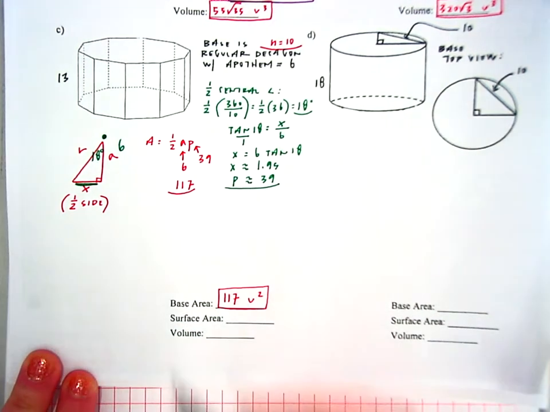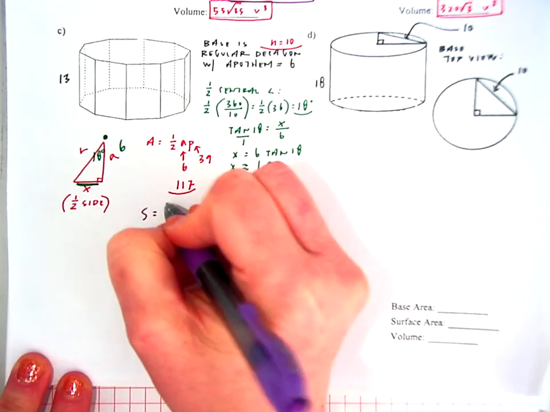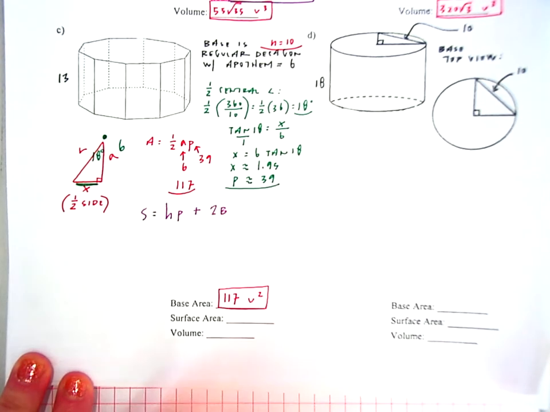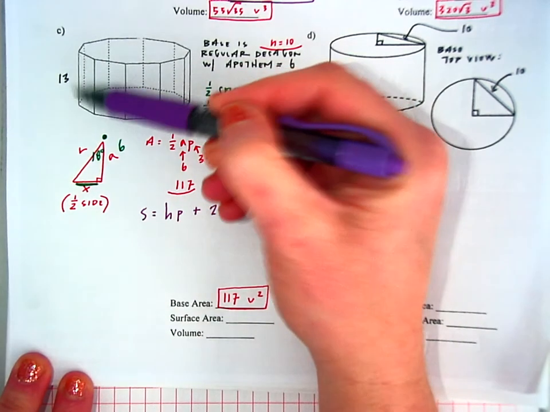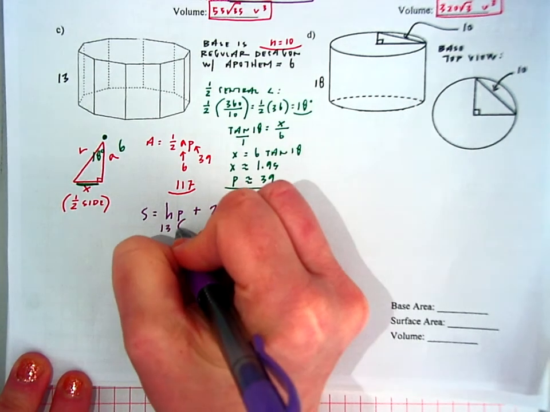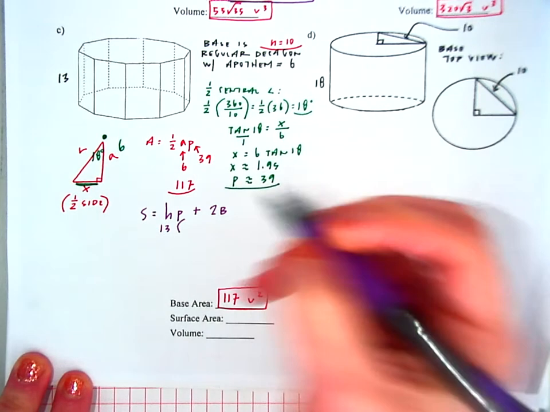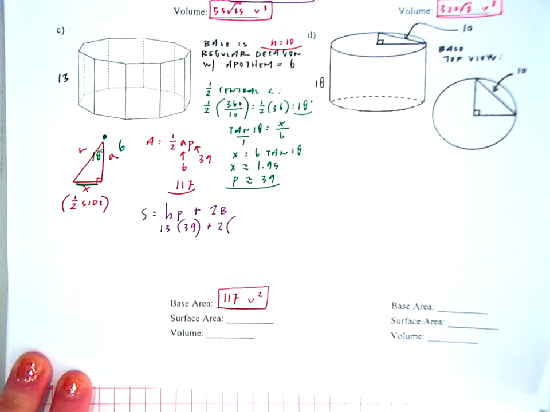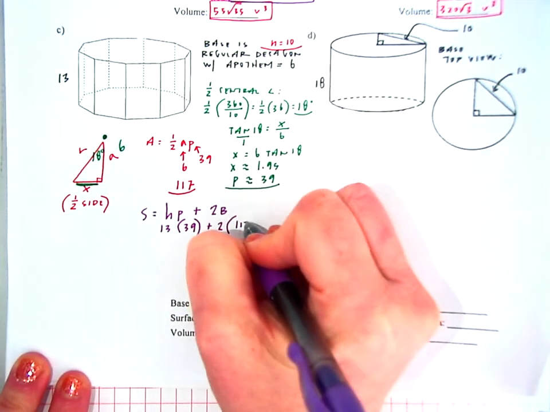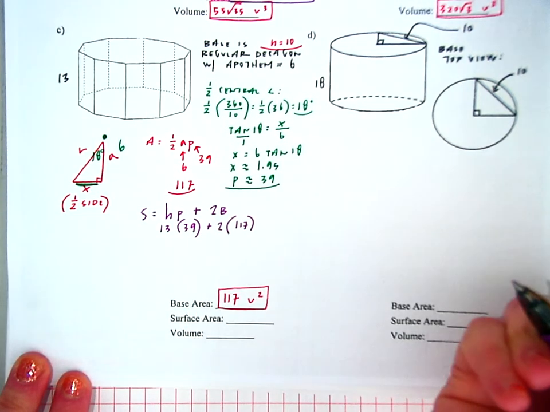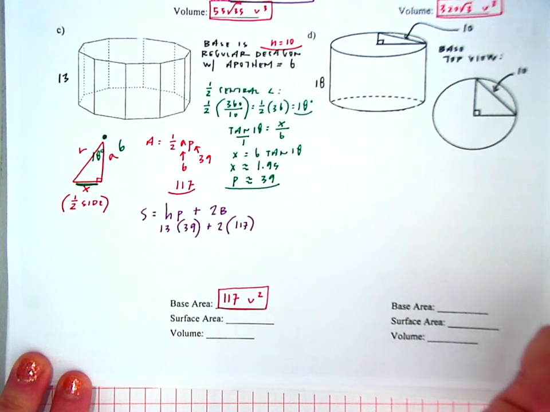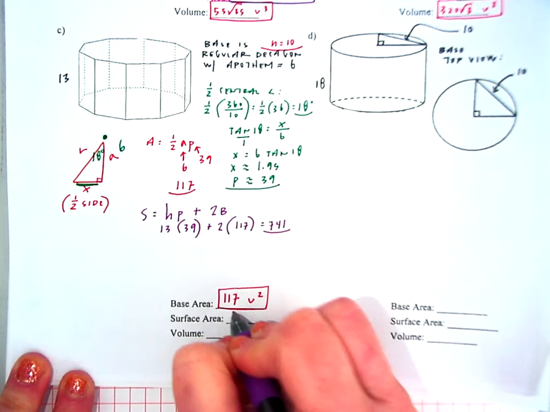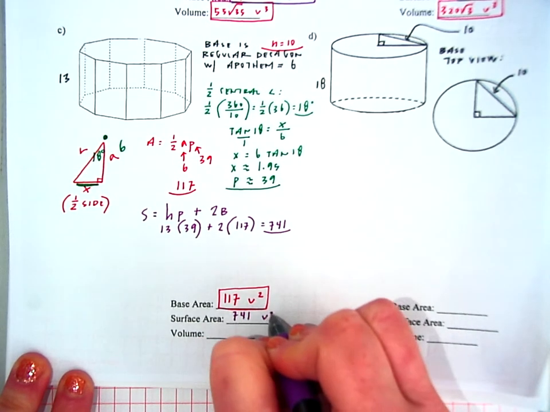Okay, surface area next. Surface area: height of the prism times the perimeter of its base plus the two base areas. So the height of the prism here is 13. So 13 times the perimeter of the base, we solved for that earlier, 39, plus the two base areas, right? Each base has an area of 117. So here, if I add that up, 13 times 39 plus 2 times 117, I get 741. So 741 units squared.